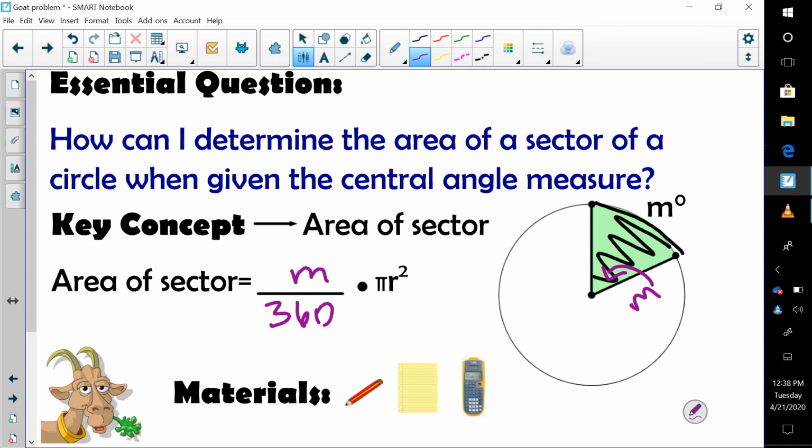Now, some materials that you will need for this lesson. You'll need a pencil, some paper, and a calculator. We do have some computations that we have to do for this problem, so a scientific calculator or a graphing calculator is needed.